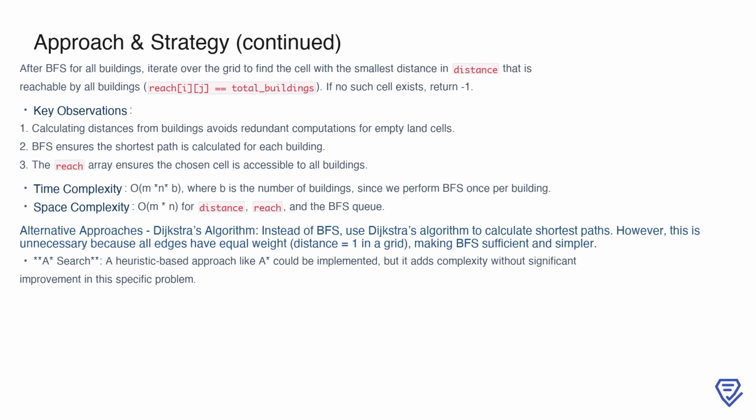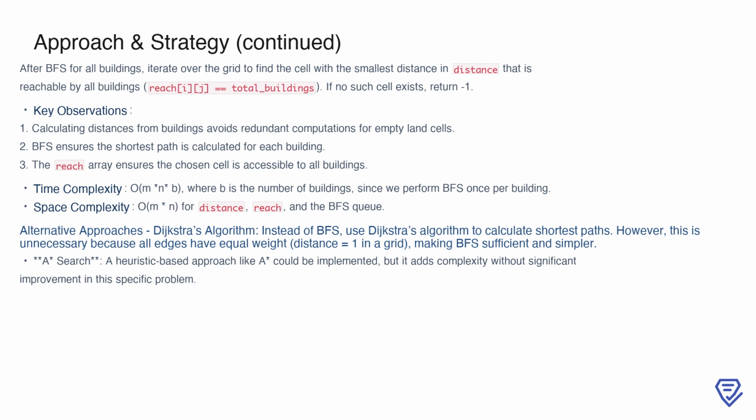Once the BFS is completed for all buildings, the next step is to identify the optimal empty land cell. For this, we iterate over the grid to find the cell with the smallest cumulative distance in the distance array, provided that the cell is reachable by all buildings. This is verified using the reach array, where the condition reach[i][j] equals total_buildings ensures the cell is accessible from every building. If no such cell exists, we return -1, indicating that it's impossible to find an optimal location.